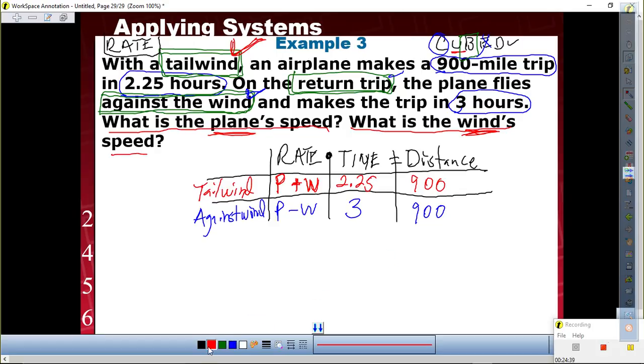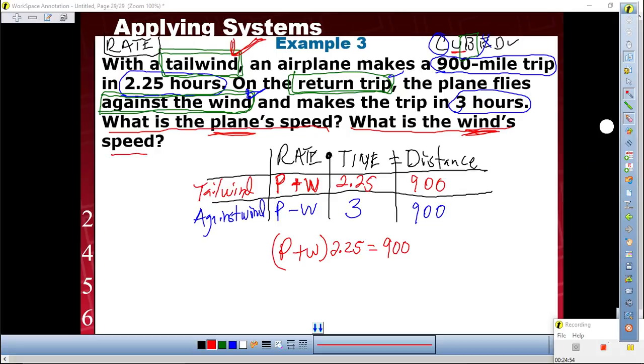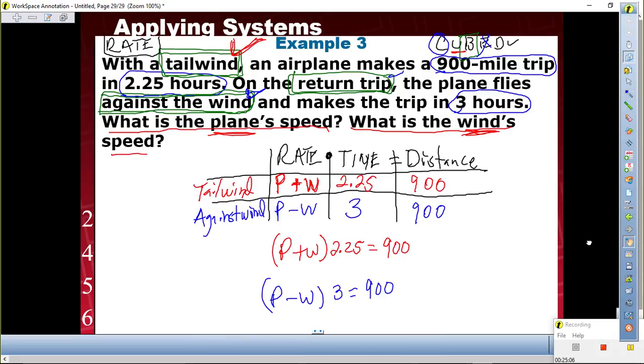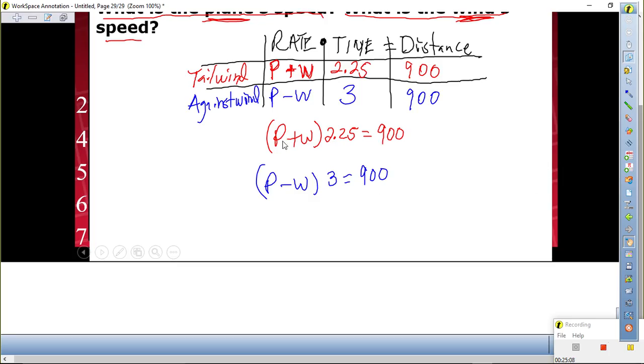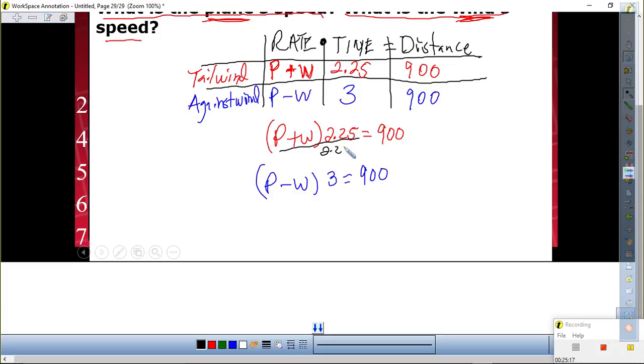So let's write our equations. Check this out. I got P plus W times 2.25 equals 900. I want you to leave a space underneath. And let's write the second equation. The second equation is P minus W times 3 equals 900. And now we can probably start solving, but it looks kind of funky, doesn't it? Yes. So watch. What if I did this? I'm going to get rid of the 2.25. Divide this side by 2.25. Divide this side by 2.25.